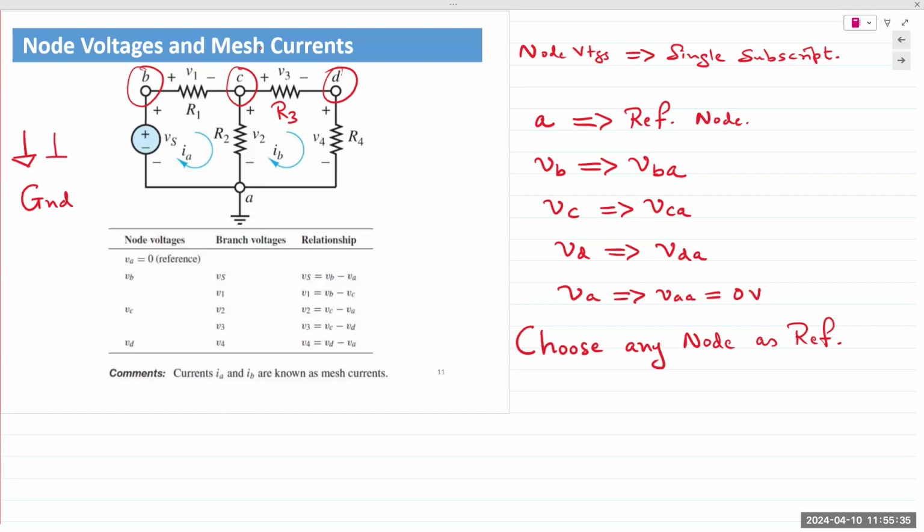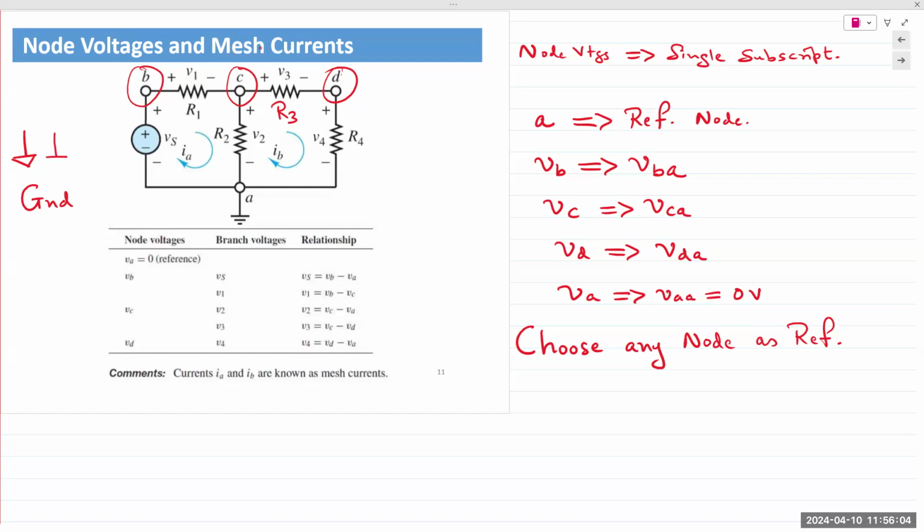Again, I will repeat. Circuit analysis is the process to determine unknown quantities, meaning unknown voltages and unknown currents in a circuit. This mathematical analysis requires mathematical equations. These equations are generated by applying KVL and KCL. And these equations will have unknown variables. The unknown variables are the node voltages and the mesh currents.